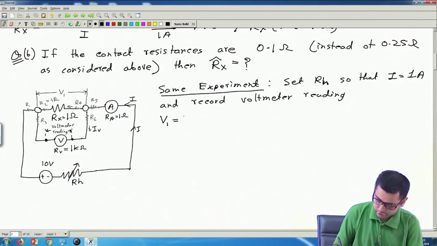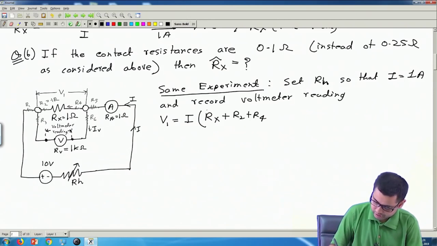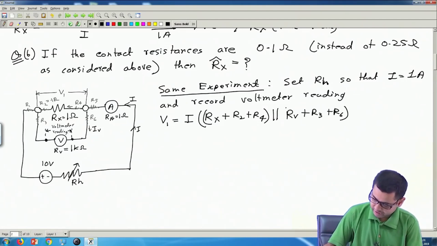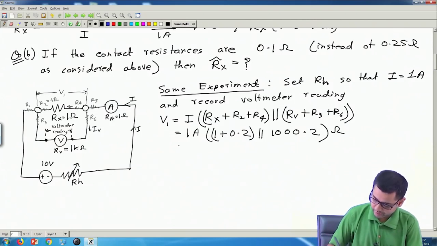Now V1 will be how much? V1 will be this current I multiplied by this parallel combination of these two resistances. So we can write it as Rx plus R2 plus R4 as before, in parallel with Rv plus R3 plus R6. So this is V1. Now this we can write as 1 ampere multiplied by 1 plus 0.1 plus 0.1, which is 1.2, in parallel with a much larger resistance, 1000.2 ohm. This is much higher, so this is approximately 1 ampere multiplied by 1.2 ohm, so this will be 1.2 volt.